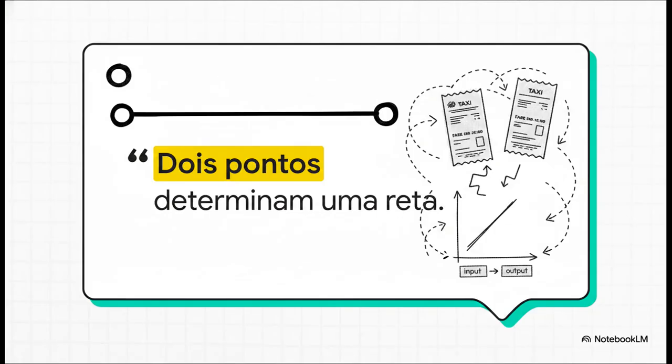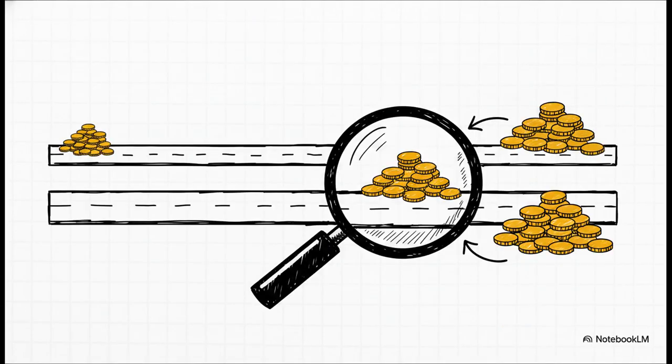The source material leans really heavily on this fundamental geometric rule, "dois pontos determinam uma reta." 2 points determine a line. Honestly, think of this like a mathematical cheat code. In our taxi context, it means that if you hold just two finished receipts, two sets of inputs and outputs, you already possess all the information you need to completely reverse engineer the entire mathematical formula. So, let's crack the code together.